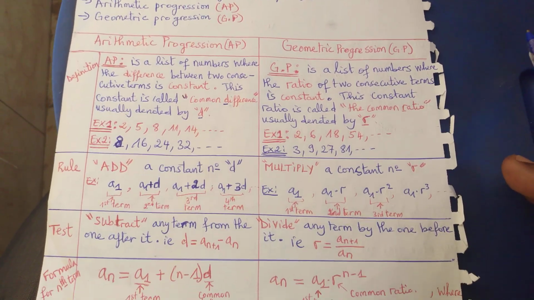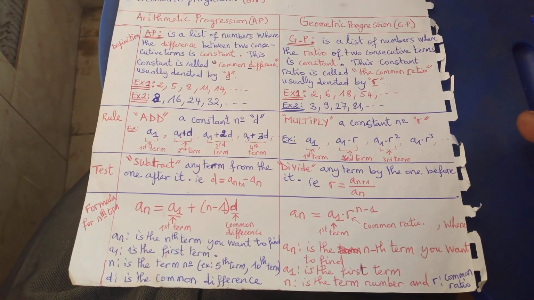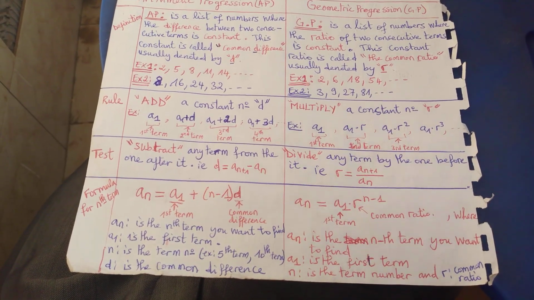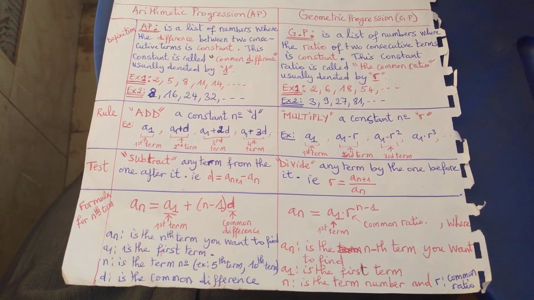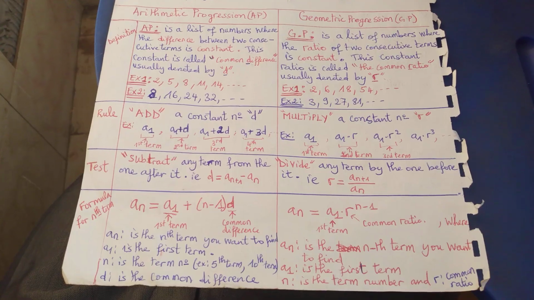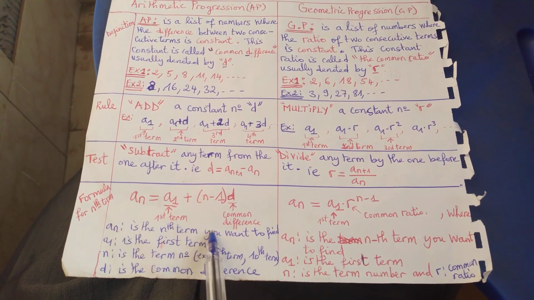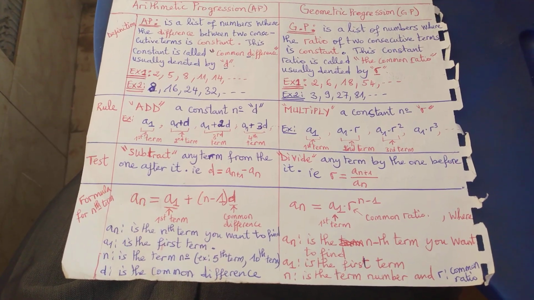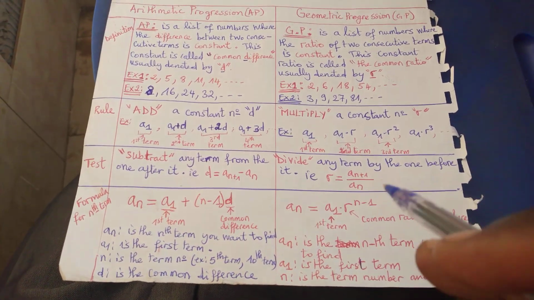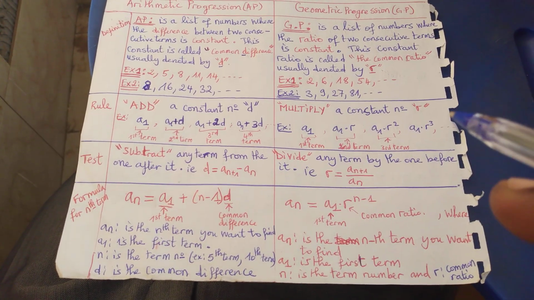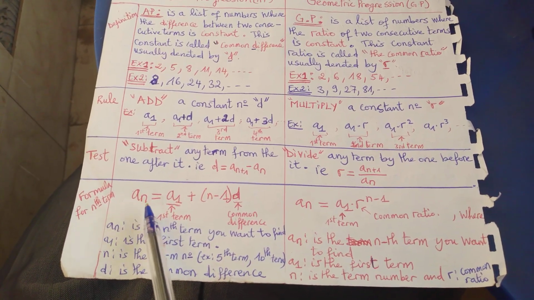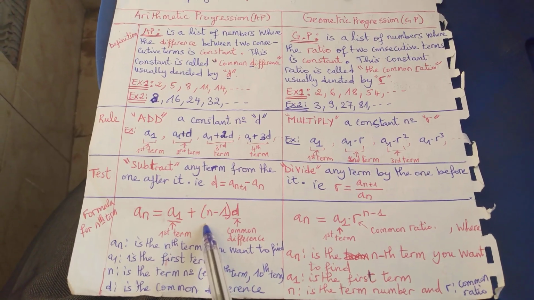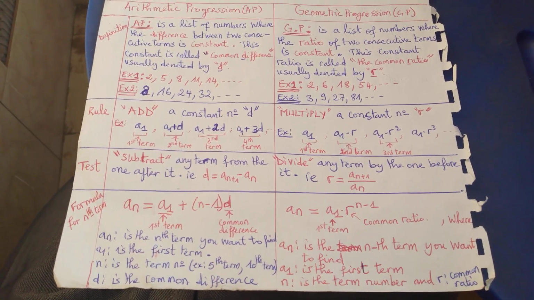Let's look at this table where we have the definition of each of the progressions. We have the rule, how to identify whether a progression is arithmetic or geometric, and the formula to calculate any term within the list of terms. That means you have four or five terms, and they ask you to calculate even the 9th term or the 15th term. How do you do that? You use this formula for arithmetic and this formula for geometric.